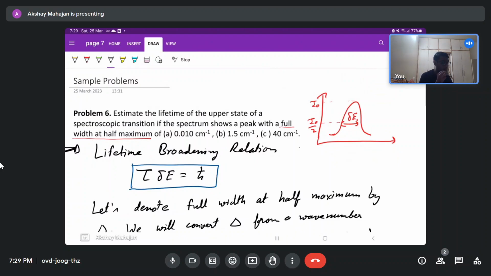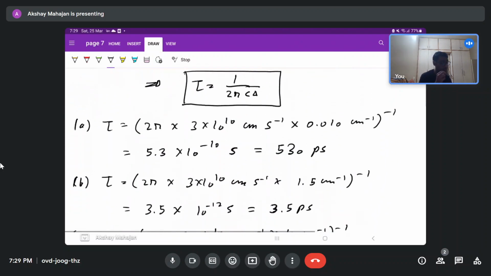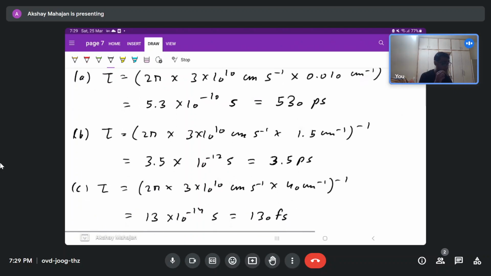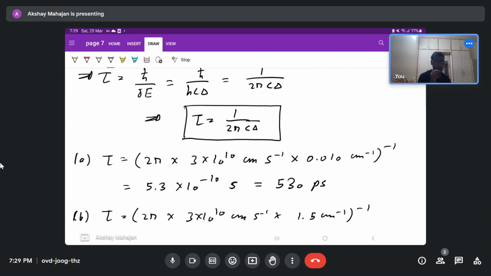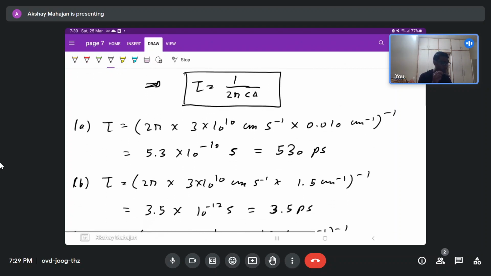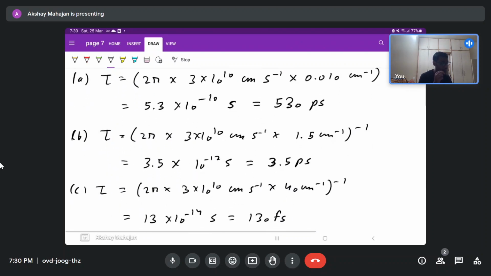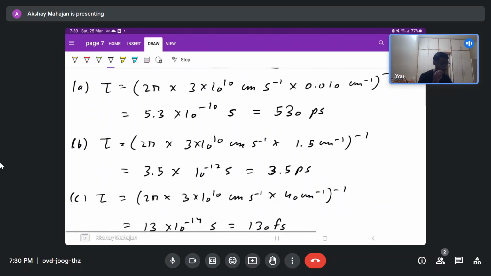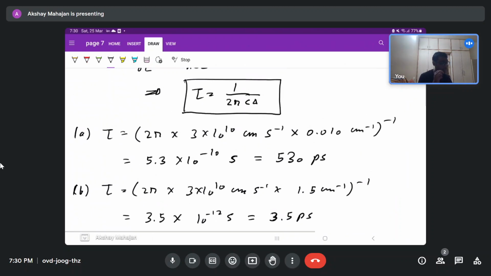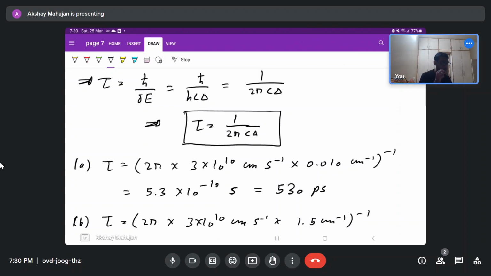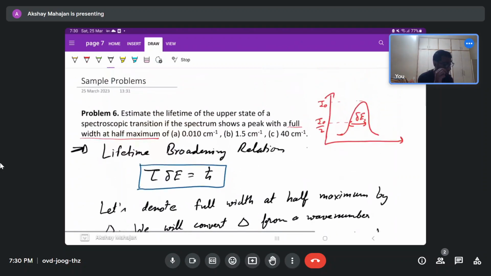Alright. So as we are increasing the delta E, our lifetime is decreasing. And that is the uncertainty duration as well. You can see from a different angle as well: as we are decreasing the lifetime, our uncertainty value, delta E, is increasing. So our uncertainty is increasing. So you can see that we are getting the broadening.